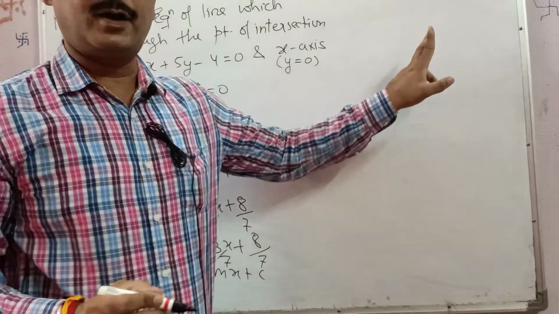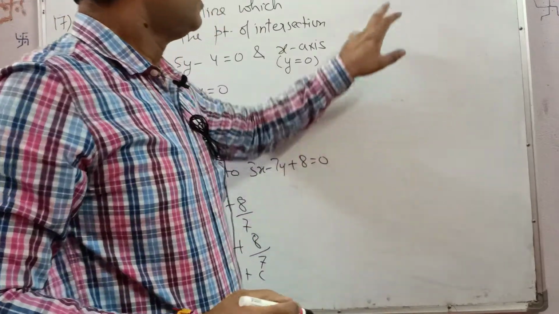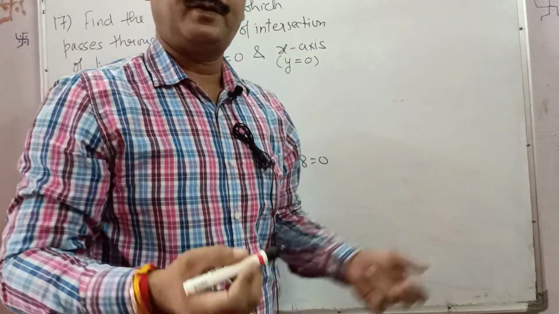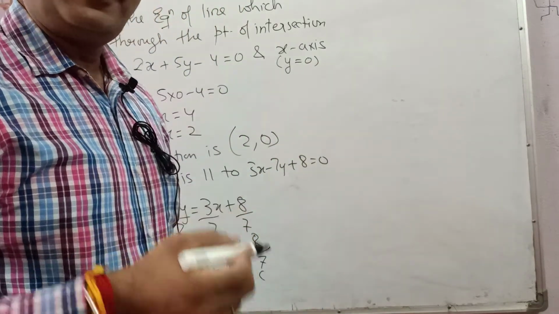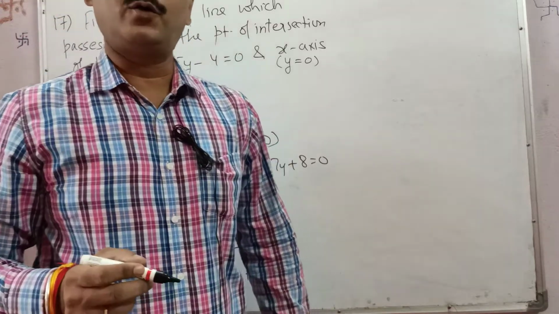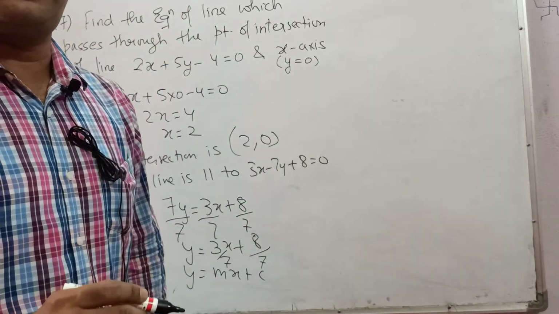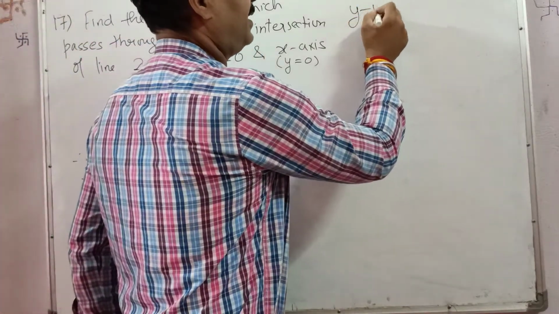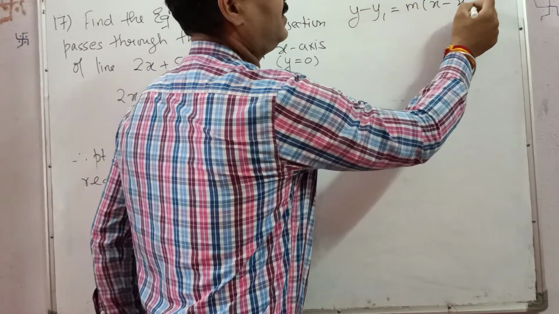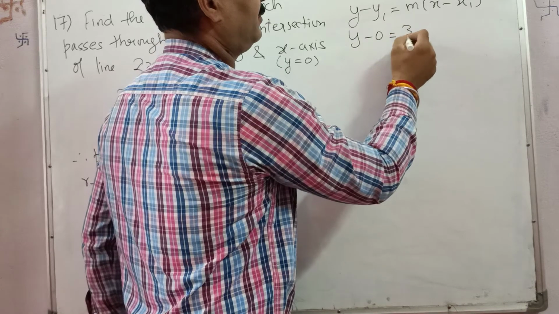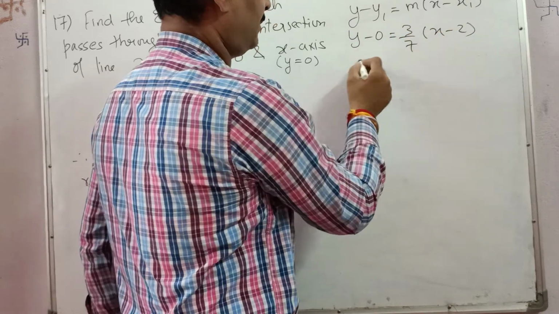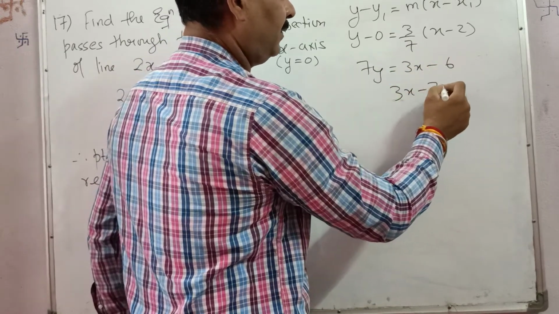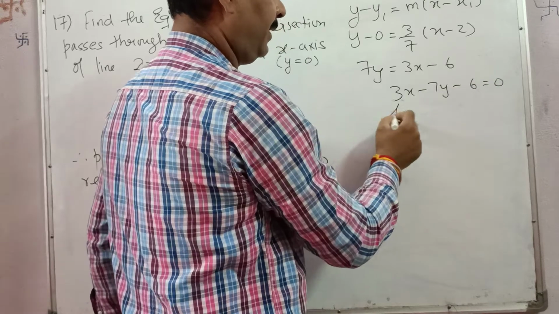So we need to find out the equation of a line whose slope is 3 by 7 and passing through point (2, 0). Again, which form we are going to use? Point slope form. While teaching, I told you people that 90% of the questions will be solved by using that point slope form. So y minus y1 is equal to m times x minus x1. y minus 0 is equal to 3 by 7 times x minus 2. Cross multiplying, 7y is equal to 3x minus 6. Bringing all the terms to one side, this is the required equation.